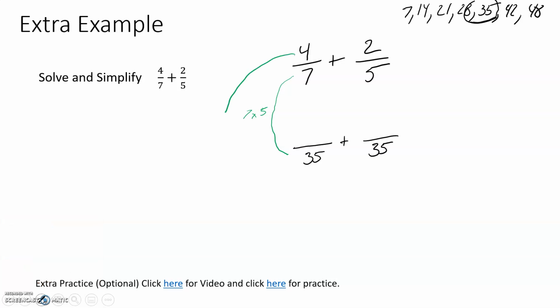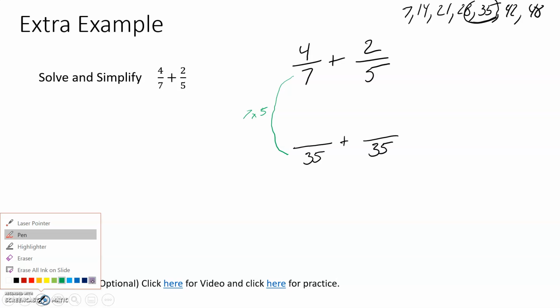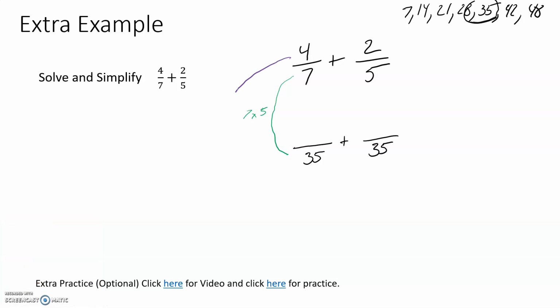Ooh, I meant to do purple. So 4 times 5, because I'm using the same number, I'm changing them both by the same value, 4 times 5, and I get 20. So 20 35ths. All right, so now I'm going to look over at the other fraction.